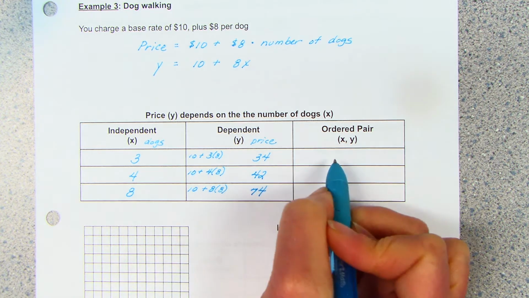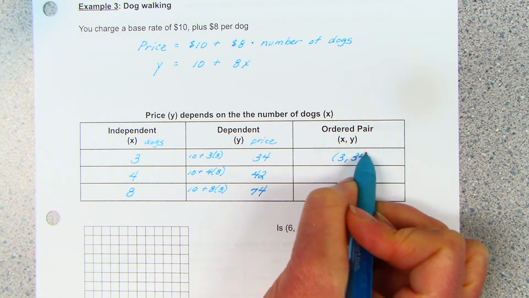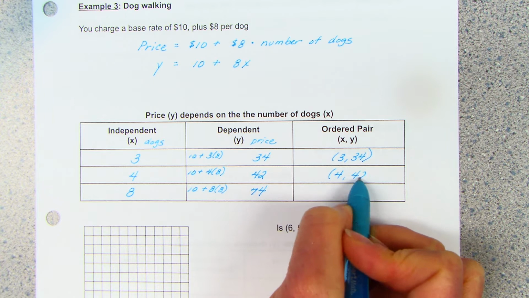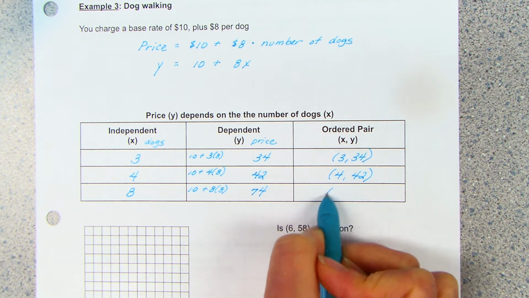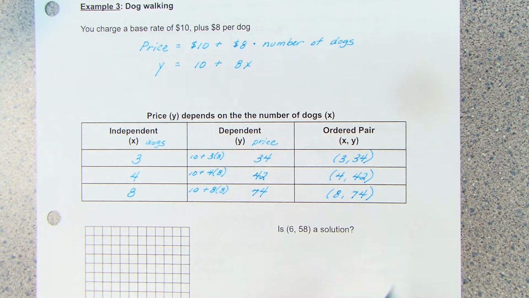Okay. And ordered pairs: 3, 34; 4, 42; and 8, 74.